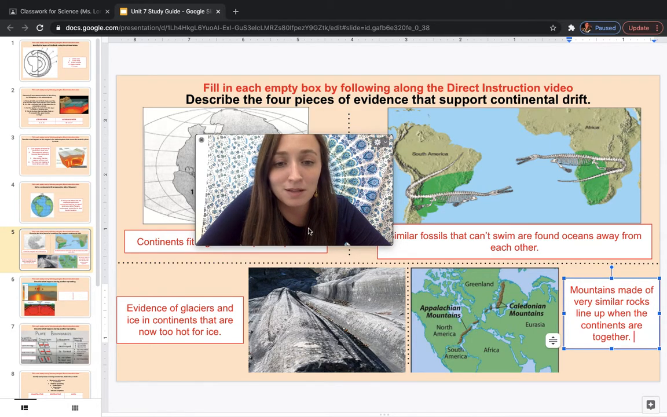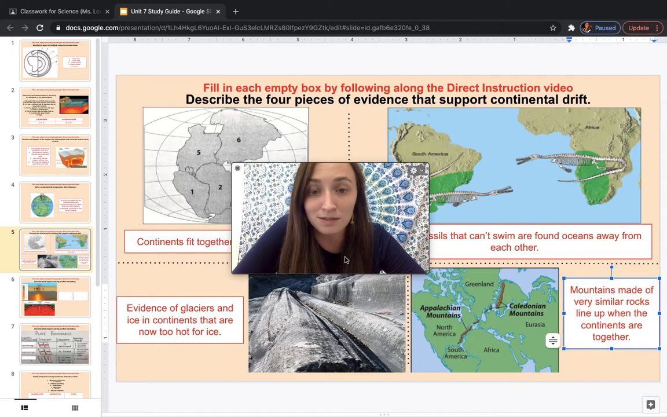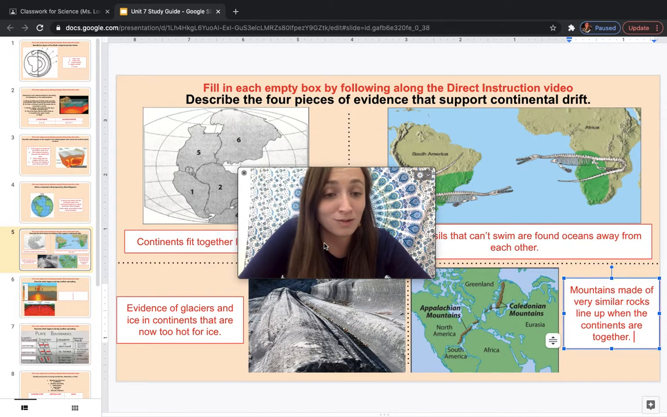So that is another piece of evidence. So there's evidence all around us. So continental drift, it's real, y'all. It's real.